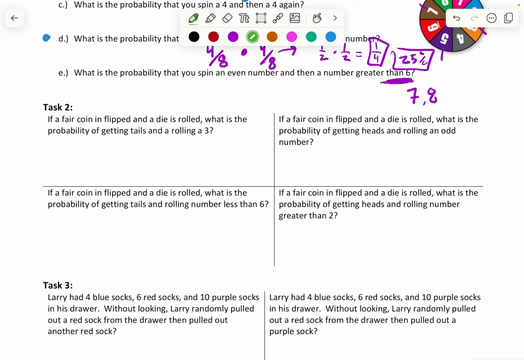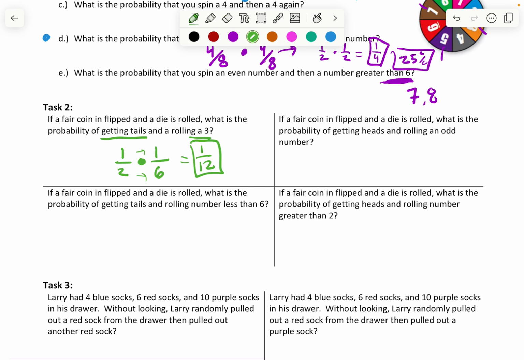If a fair coin is flipped and a die is rolled, what is the probability of getting tails and rolling a 3? So what is the probability of getting tails? That's the first event. I would say that there is one way to get tails and 2 options on a coin. So it's 1/2. And then the second event, remember we're multiplying, there's only one way to roll a 3 out of how many options on a die? 6. So I need to do 1 times 1 and then 2 times 6. I already kind of showed this one actually. It would be 1/12. Pretty good.